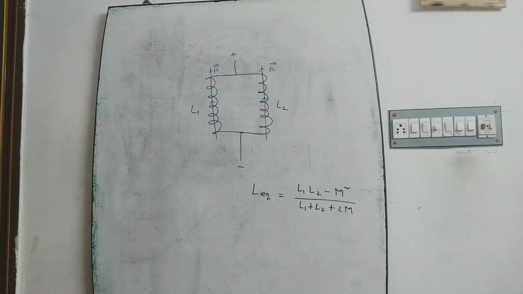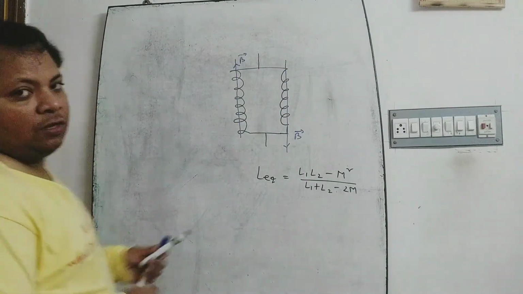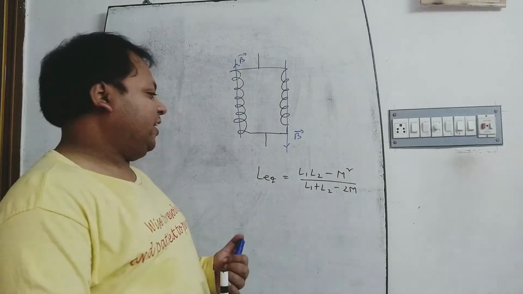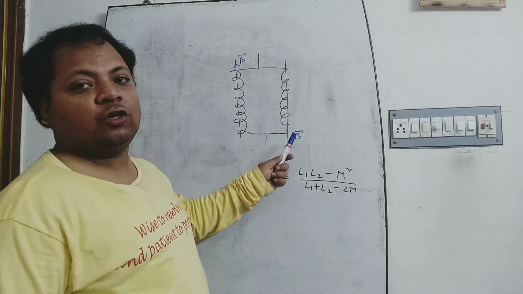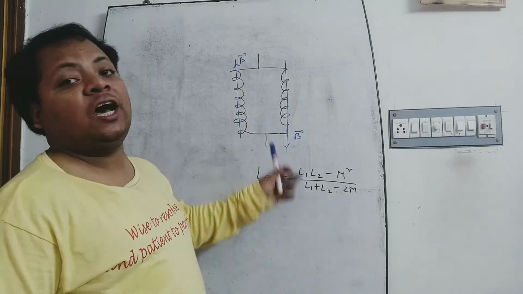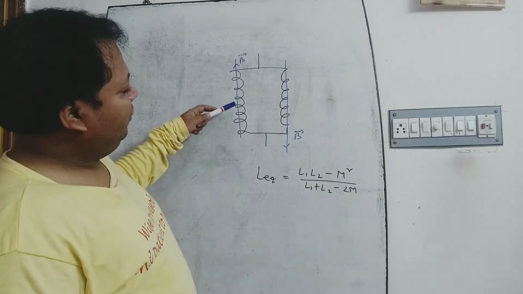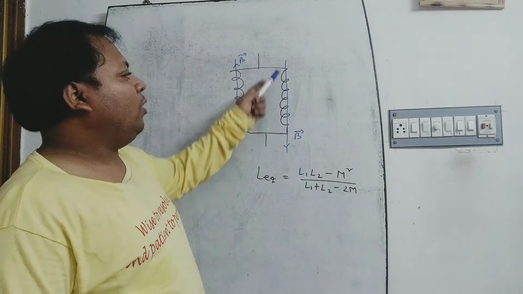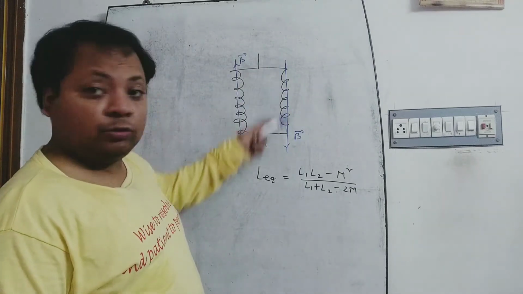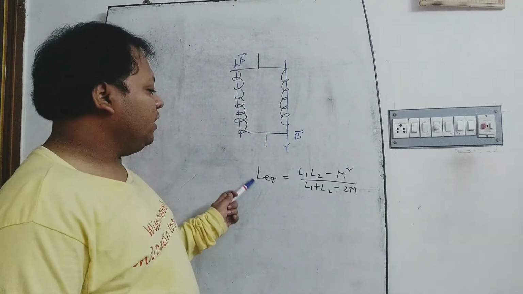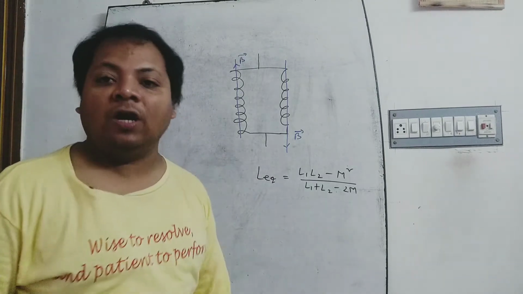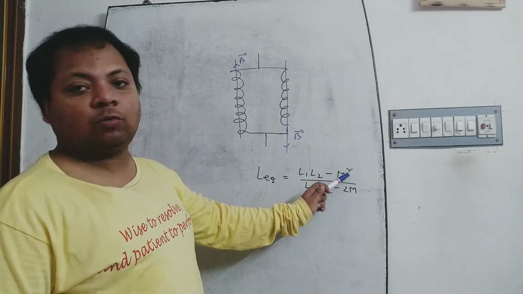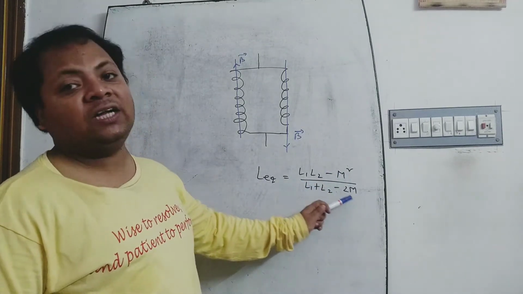If two coils are connected in parallel combination such that the magnetic lines of force passing through the two coils are opposite to each other, in this coil the magnetic lines pass in the upward direction, and in this coil the magnetic lines of force pass in the downward direction, then L equivalent, that is the equivalent self-inductance, is equal to L1 L2 minus M square by L1 plus L2 minus 2M.